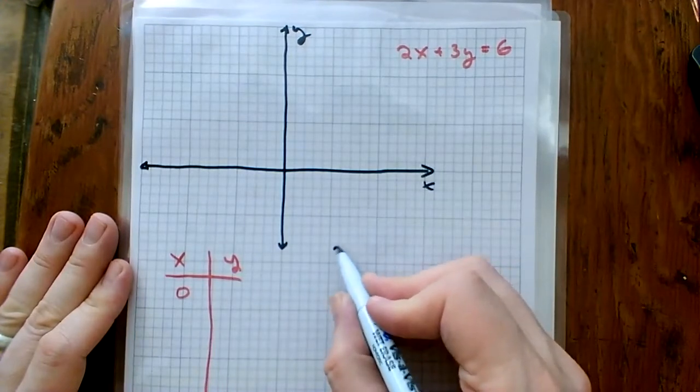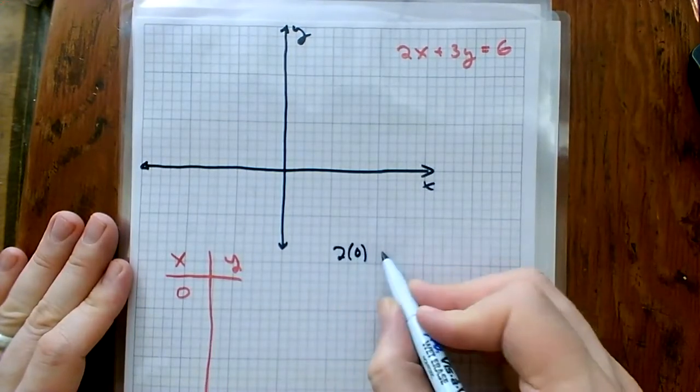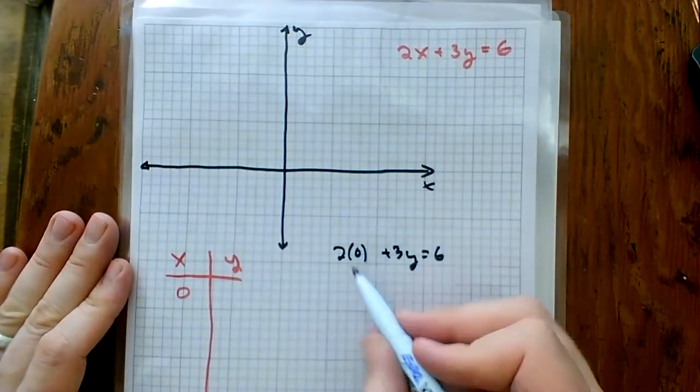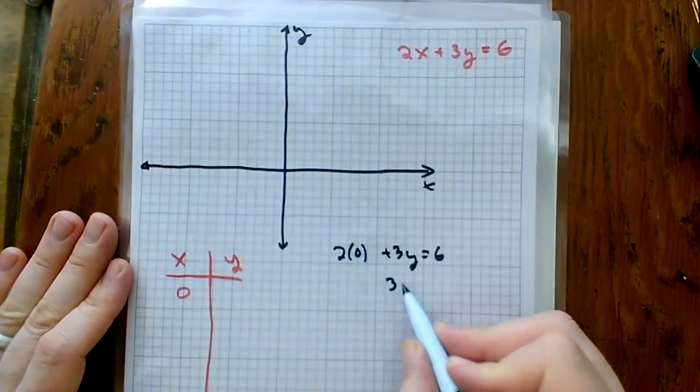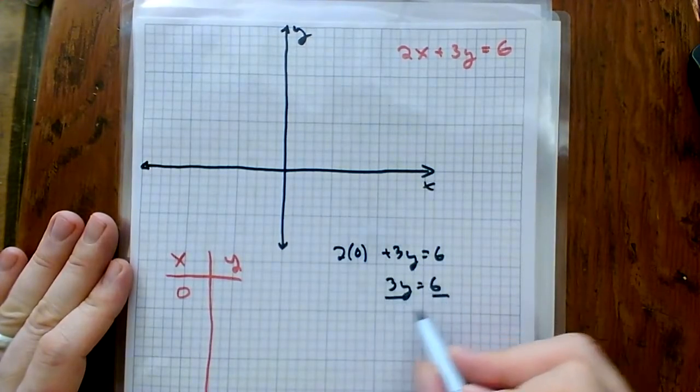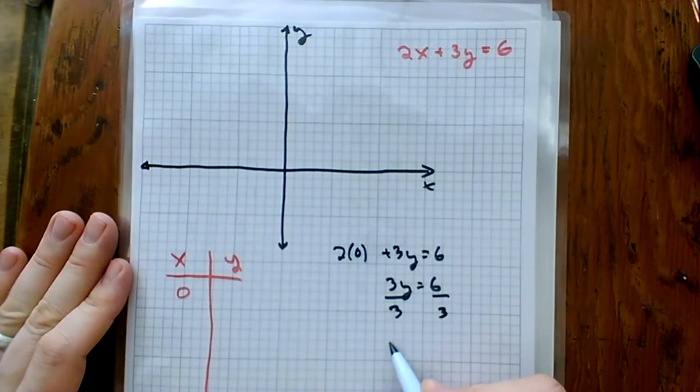So that would be 2 times 0 plus 3y is equal to 6. Although in this case, 2 times 0 is just 0, so I just have 3y is equal to 6. And then I can divide both sides by 3. So I'd end up with y is equal to 2.